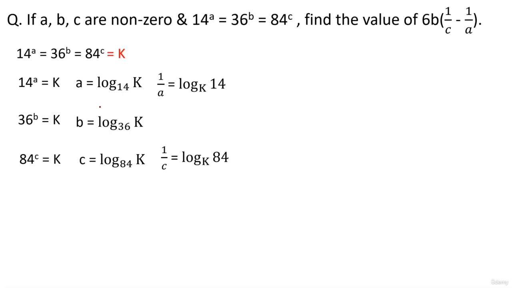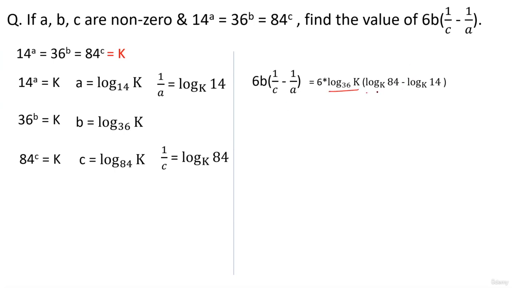Alright, now whatever values we have found for 1 by A, 1 by C and B, we directly substitute in the given question. In place of B we substitute log of K to the base 36, in place of 1 by C we substitute log 84 to the base K, and in place of 1 by A we substitute log of 14 to the base K. Now what we observe is log of a to the base c minus log of b to the base c, which is nothing but log of a by b to the base c.